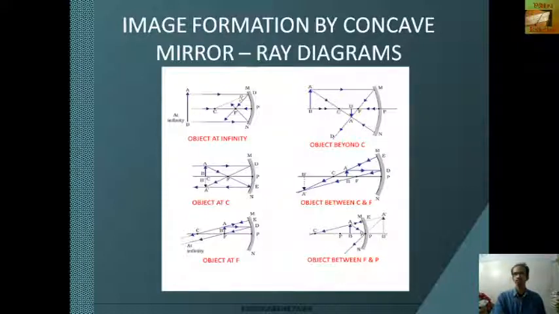Now, when the object is between center of curvature and focus, an enlarged image is formed, that is beyond the center of curvature. When the object is at focus, the image is going to form at infinity. When the object is between focus and pole, the image formed is virtual, as shown in the ray diagram.